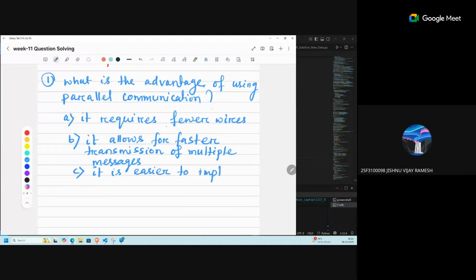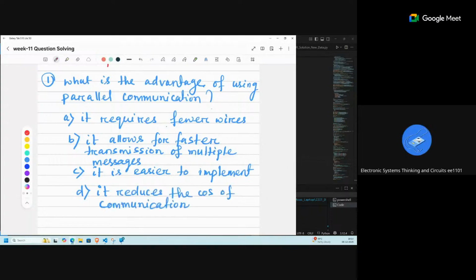It allows for faster transmission. Okay. Anyone else? Ma'am, all four, I think. Okay. All four options is not there.